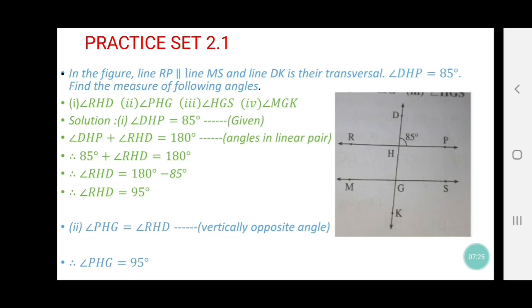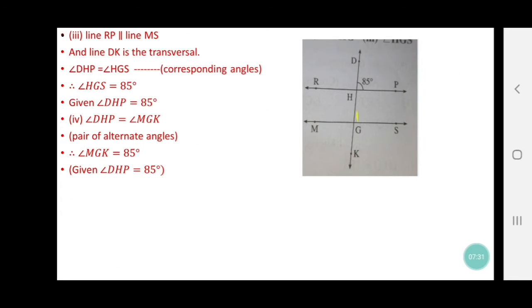Now the next one, that is angle HGS. So angle HGS I have to find out. So DHP is equal to HGS. Yes, as DHP is equal to HGS, why are they equal? They are forming corresponding angles. So corresponding angles are congruent to each other, right? So the measure of angle HGS will also be equal to 85 degrees.